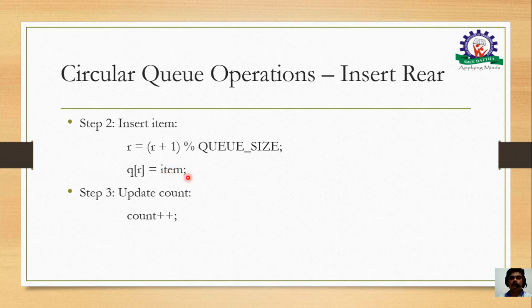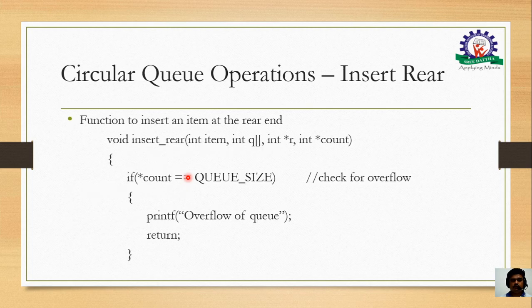Once step 2 is done, immediately go for step number 3, that is update the variable count. As and when I insert, I will update the count value, that is count is equal to count plus 1. Then if I delete an item, I will decrement the count value as count is equal to count minus 1. That we will experience when we study the delete at the front. So this is the function for insert at the rear.